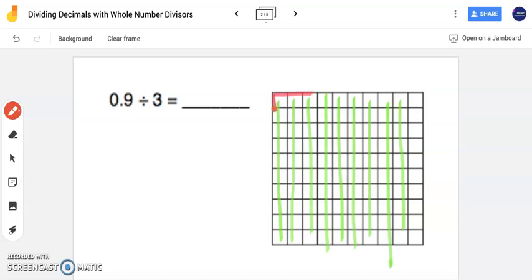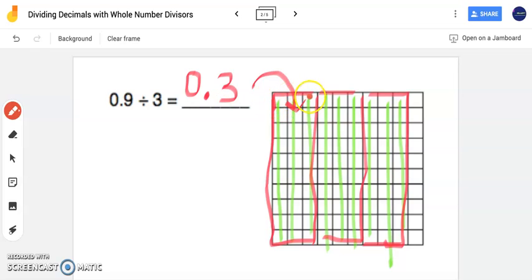However, we don't just have 9, it's 9/10. So in this group here, I have 1, 2, 3/10. 1, 2, 3. I have another 3/10. And I have another 3/10. Notice I now broke the 9/10 into 3 equal groups. And in each group, like this individual group here, has 3/10 in it. And notice each group that I created, all 3 groups have 3/10 in it. Therefore, the answer to this problem is simply 3/10.